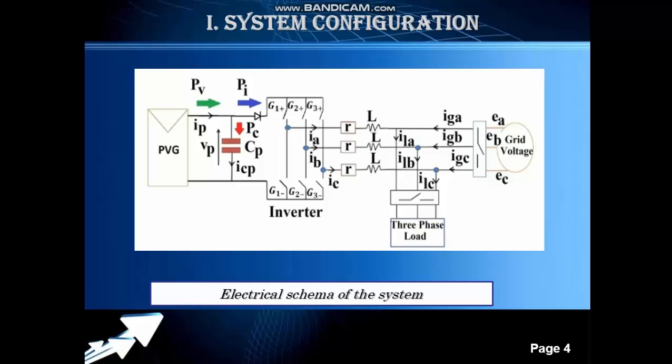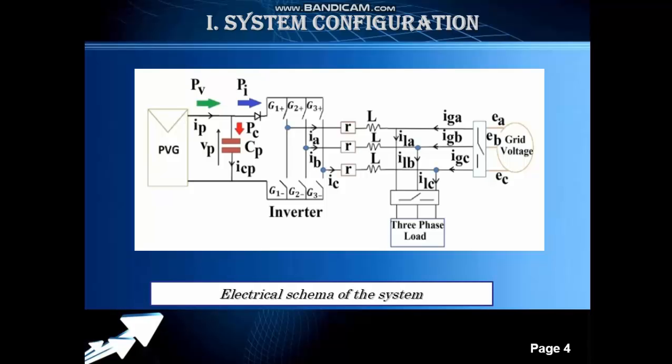As you see, the studied system consists of a PV array coupled to a three-phase grid, a three-phase voltage source inverter, and finally a simple low-pass filter with its resistance R. And there is a three-phase load also connected to the system. The advantage of this configuration is that it doesn't need a DC-DC converter, which decreases the global cost of the system and the number of sensors used.